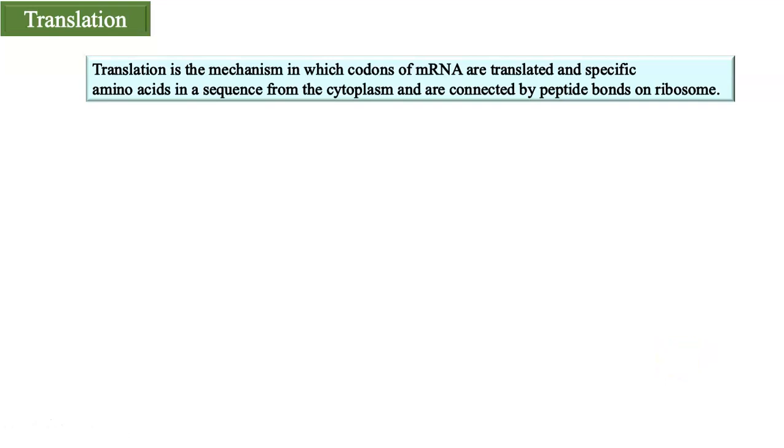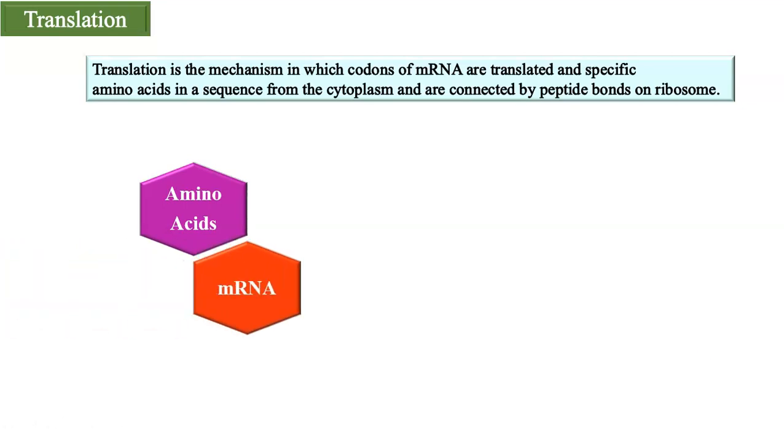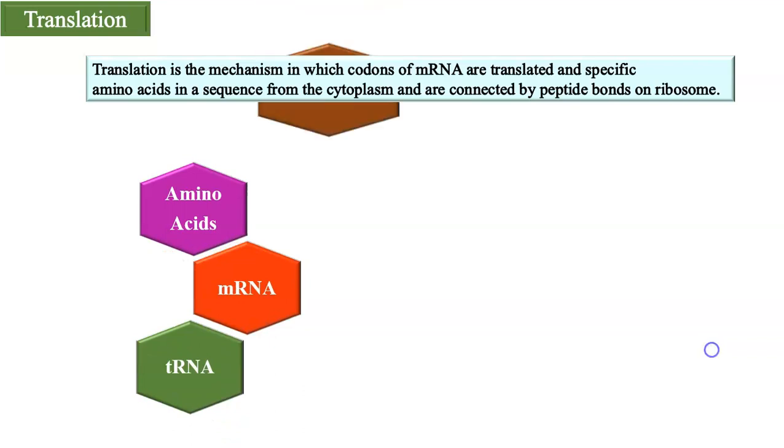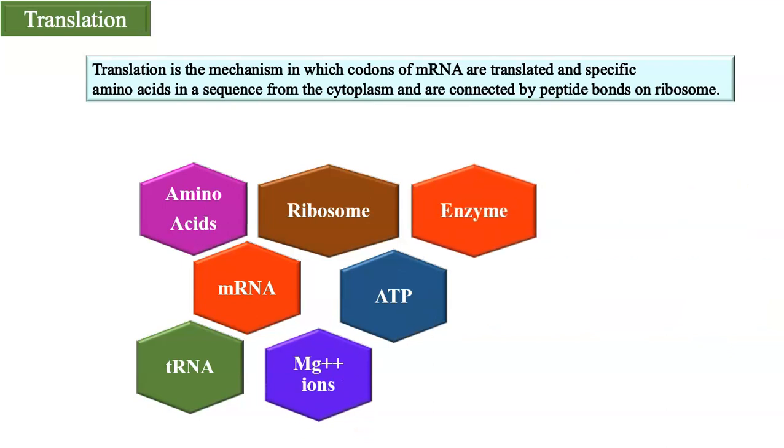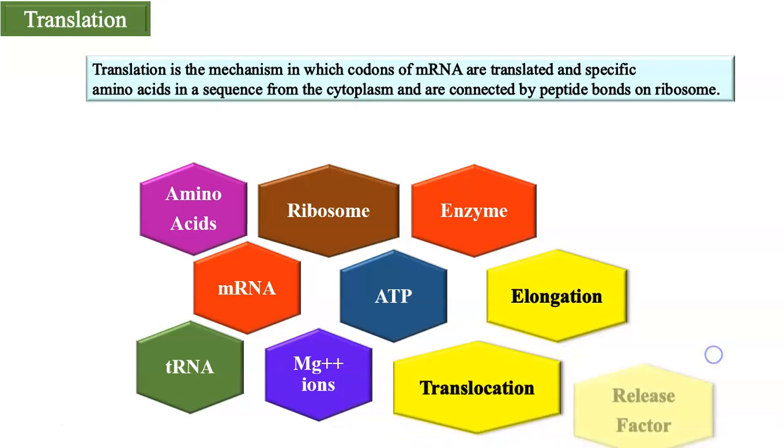Translation is the mechanism in which codons of messenger RNA are translated and specific amino acids in a sequential manner from the cytoplasm are brought on the ribosome and connected by peptide bonds. The different things necessary for this translation are amino acids, messenger RNA, transfer RNA, ribosome, ATP, magnesium ions, enzymes, and the elongation, translocation and release factors.